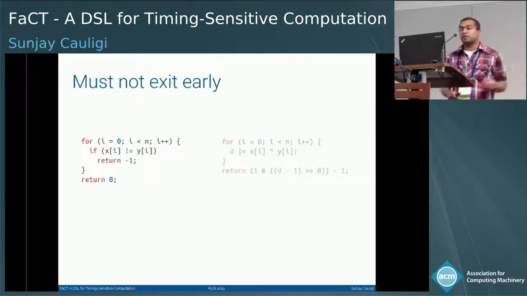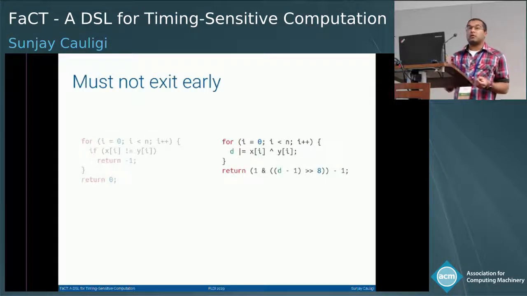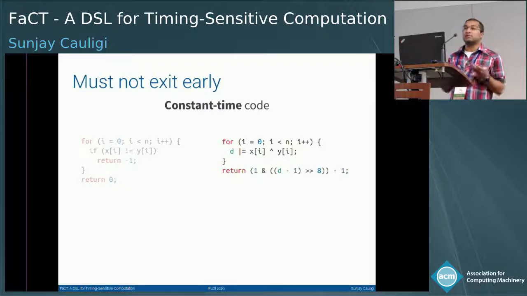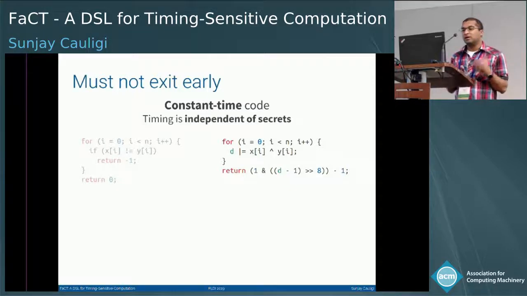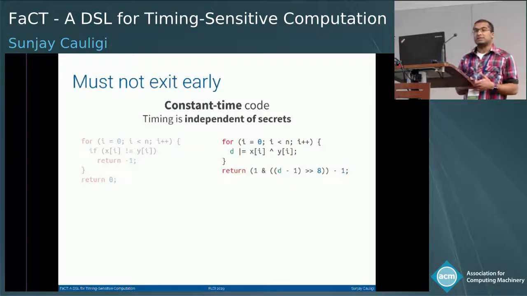This code on the left, although it's easier to tell what it's doing, is insecure. Whereas the code on the right, although it's much harder to tell what it's doing, doesn't have this returning early, and so it's secure code. This style of code where we prevent these differences based on timing is called constant time code. The word constant time is a little bit of a misnomer. What we really mean is that the timing of this code is independent of any secrets.